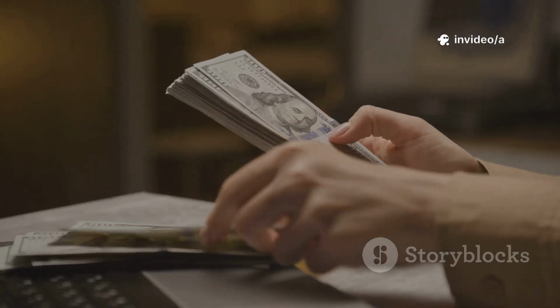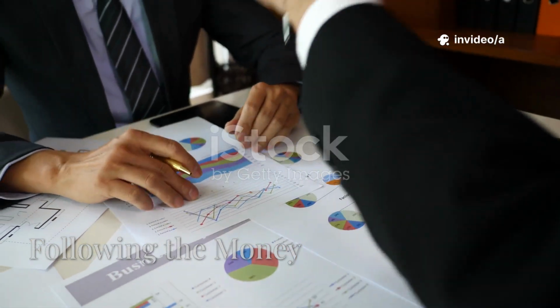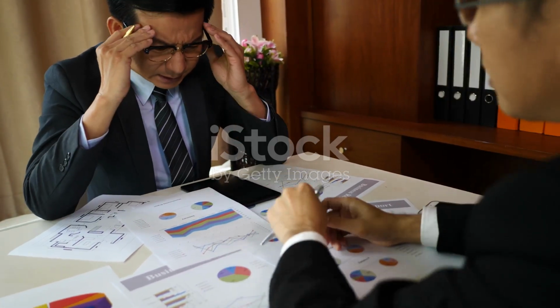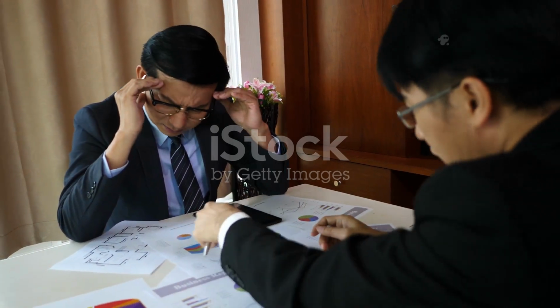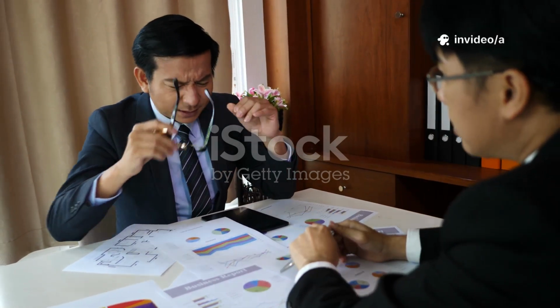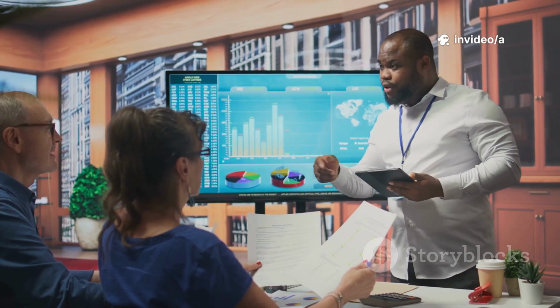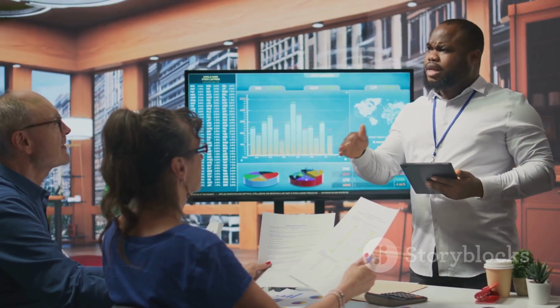Let's see how cash fits into the picture. Now, let's talk about the statement of cash flows. This financial statement is often overlooked, but it's one of the most important tools for understanding a company's true financial health. While the income statement and balance sheet show profitability and assets, the statement of cash flows tells you how money actually moves in and out of the business.